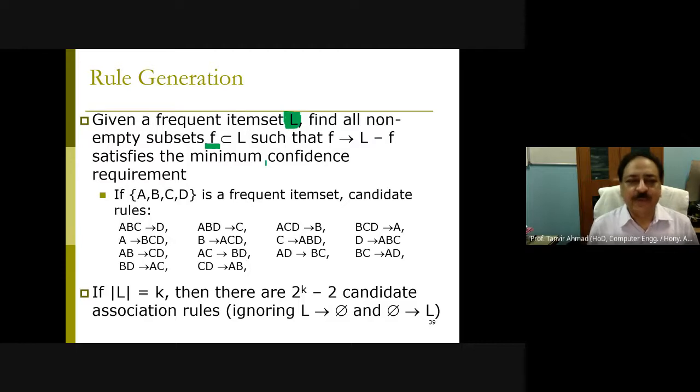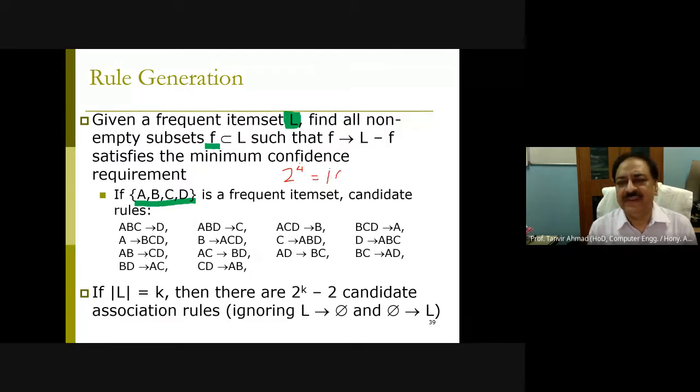Suppose I say ABCD is frequent. Now from this you can generate many rules. What are the rules I can generate? I can generate, say, A follows B, C, D. I may say B follows C, D. Then I say C follows A, B. Therefore, since there are four items, I will generate 2 to the power of k number of rules, which is equal to 16 rules.